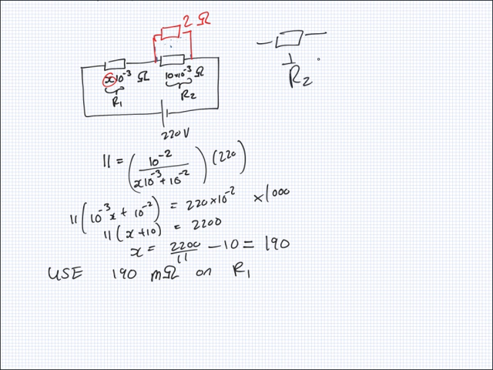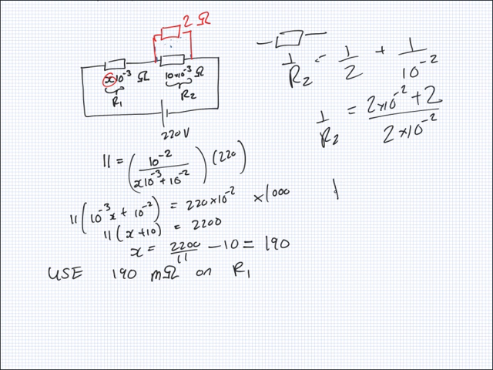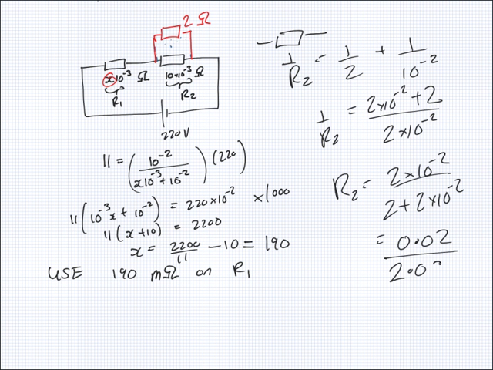1 over R2 equals 1 over 2 plus 1 over 10 to the minus 2. So I get 1 over R2 equals something. 2 times 10 to the minus 2 plus 2. So then R2 equals 2 times 10 to the minus 2 over 2 plus 2 times 10 to the minus 2, which equals 0.02 over 2.02.